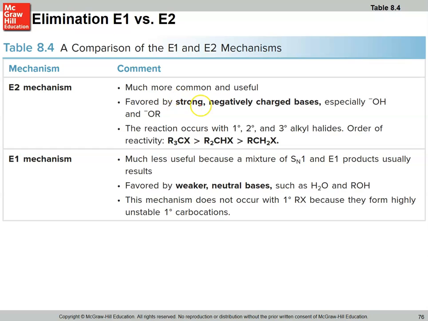So we're going to obviously favor a strong nucleophile in this instance, or negatively charged bases, and especially OH or OR negatively charged groups. And this occurs quicker on the order of reactivity. Of course, the more acidic hydrogens that are available, the faster it's going to happen. So R3CH-CX, a tertiary halide versus a primary halide, is going to happen more quickly.